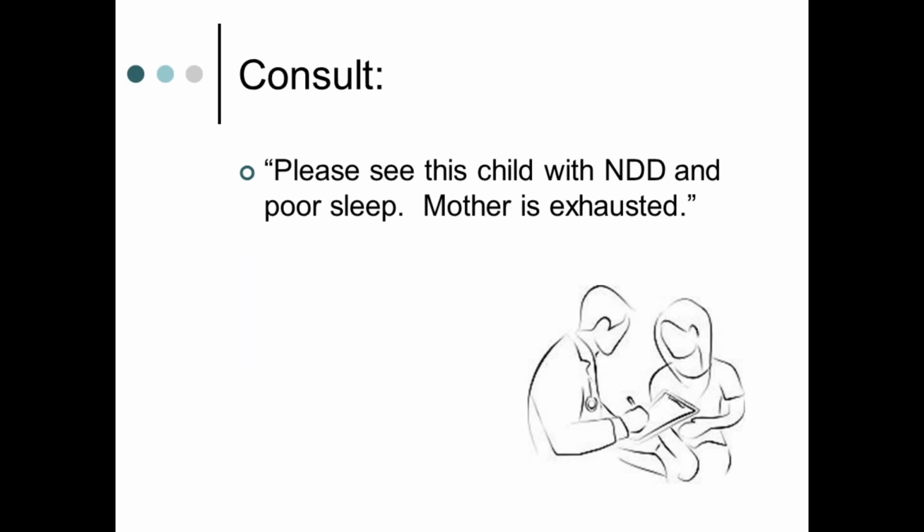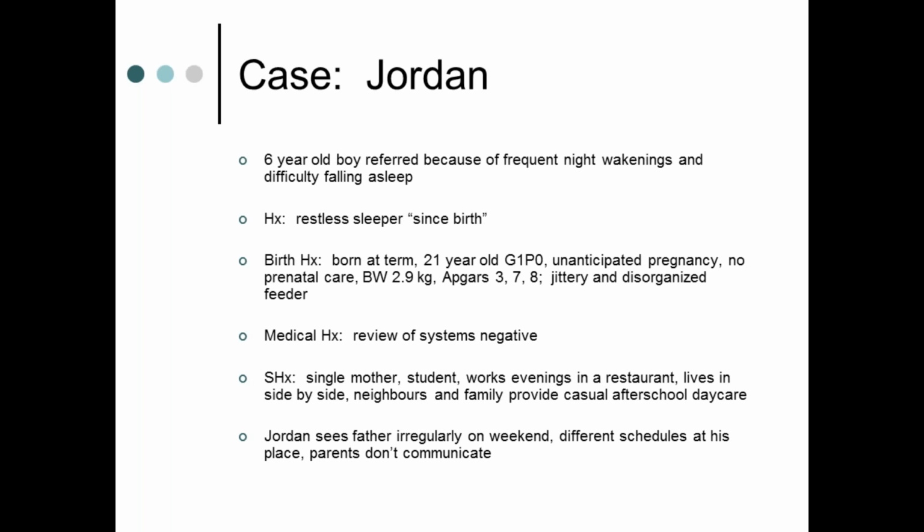So a very typical consult that I get says something like, please see this child with whichever neurodevelopmental disability they may have and poor sleep, and mom is exhausted. So I put together some composite considerations that I might see in a case that could apply to almost any of the consults that I generally get. For this particular case, Jordan is a 6-year-old boy. He's referred with very common problems of sleep, difficulty with night wakenings and difficulty falling asleep. And he's been a restless sleeper since birth, since day one.